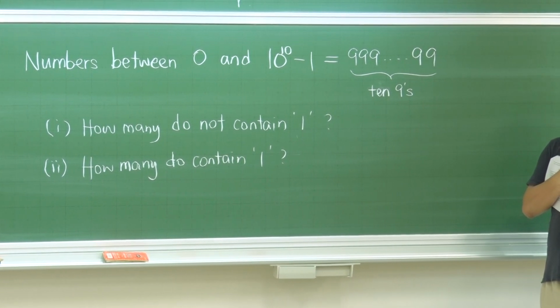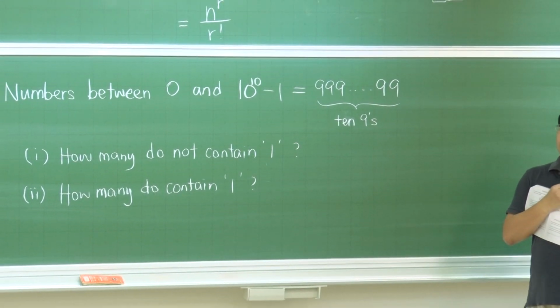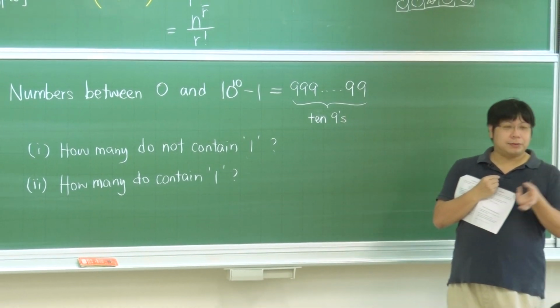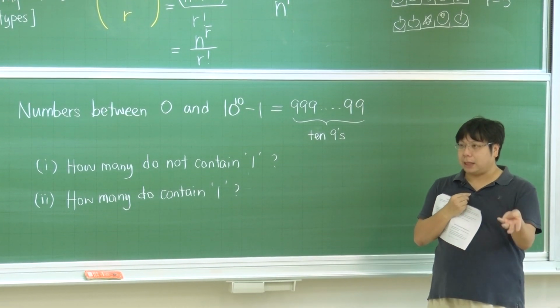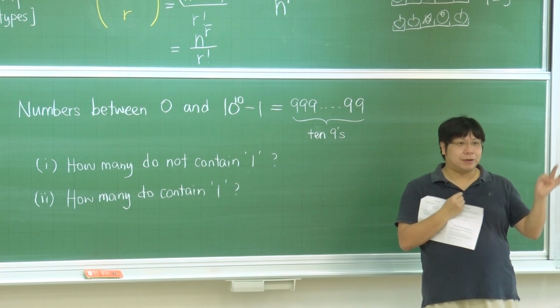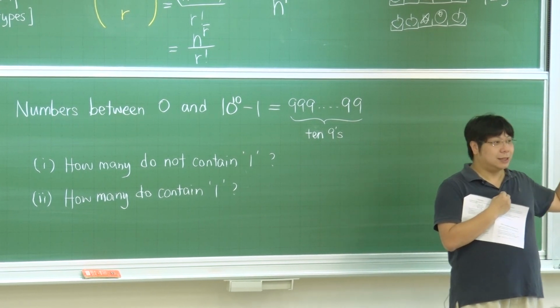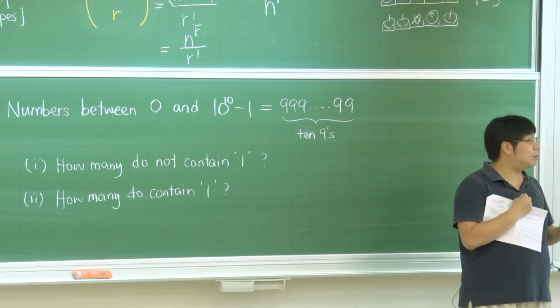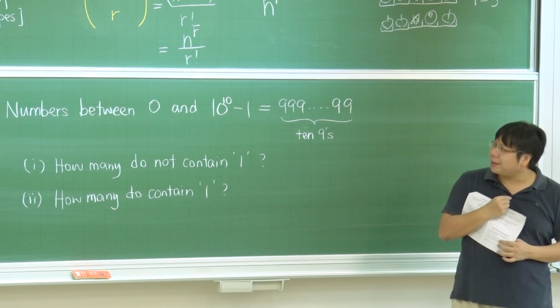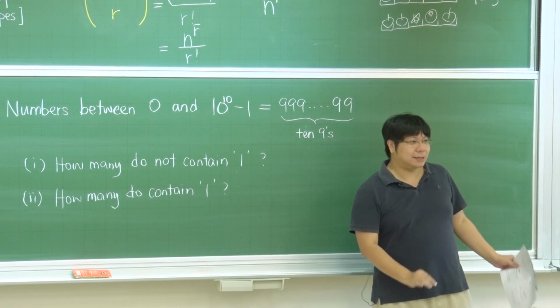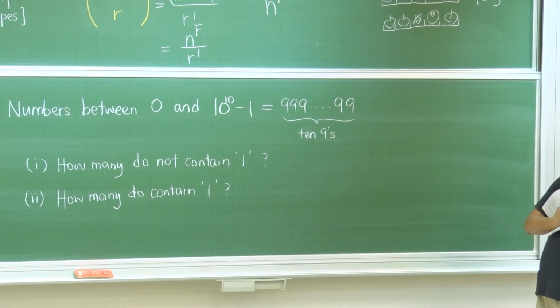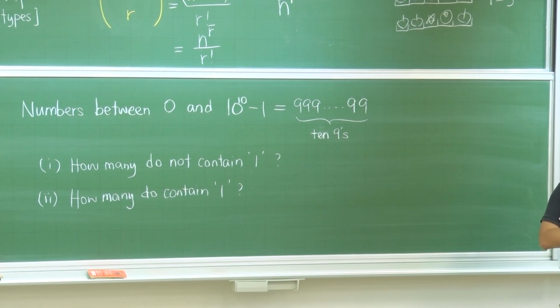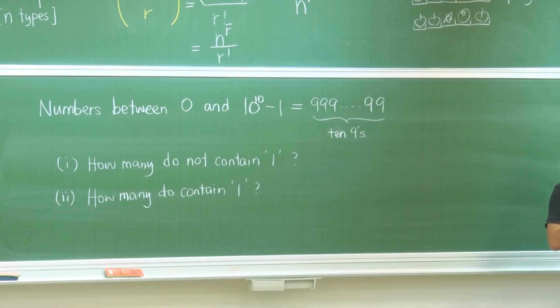So 0 does not have a 1. 2, 3, 4, 5, 6, 7 up to 9, it doesn't have a 1. But 10, it has a 1. 11, there are 2 1s actually. 12, there is a 1 inside, and so on and so forth, right? So how many of them do not have a 1 inside? How many of them?